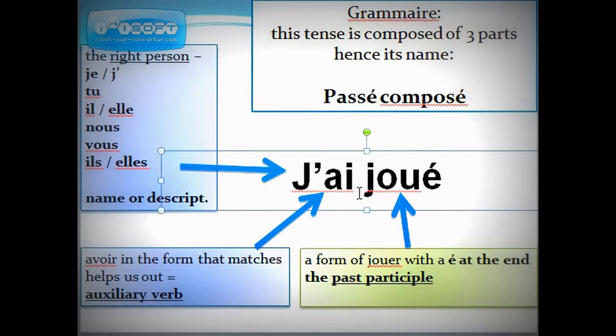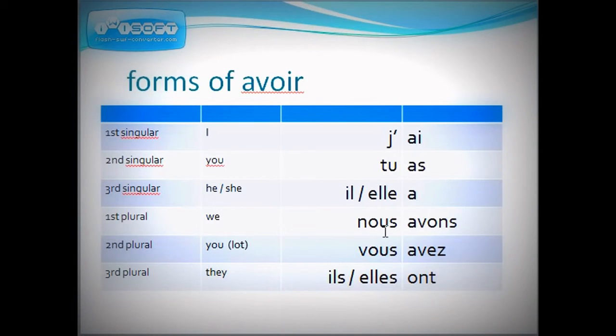How do we know which form of avoir to use? Well, hopefully you know how to suss out the person. Remember, if it's a name you're talking about, maybe a third person, so you may have to use this one. Here are the forms of avoir, which you should really know by heart. First person singular, for example, is I. So that would be je, j'ai. Normally it's je, but I put an apostrophe there because it's followed by a vowel sound. J'ai, tu as, il a, nous avons, vous avez, ils, elles ont. Make sure you know these by heart. You may want to pause here and write them down or learn them by heart right now, but you will need these over and over again.